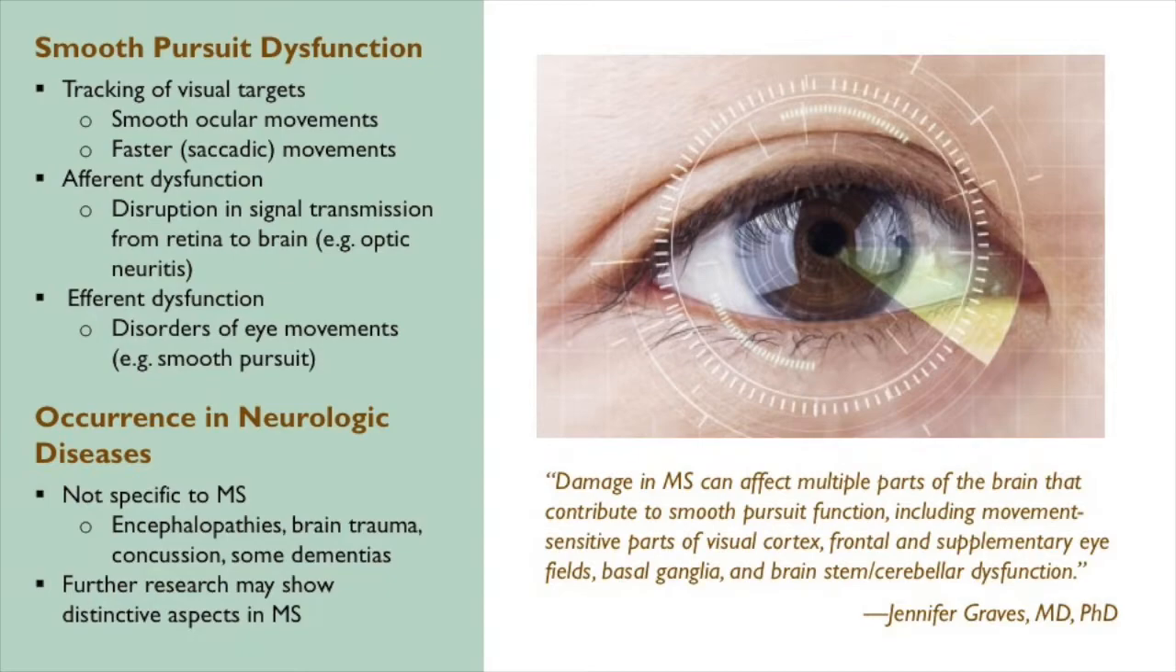Interesting. And does this dysfunction occur in other neurological diseases as well? Yes. So we can see breakdown in smooth pursuit performance in a number of neurologic conditions, including encephalopathies, brain trauma, concussion, some dementias. So it's not specific to MS, but we hope by studying the specific features and quantifying what happens in MS patients, we will find some distinctive aspects of this breakdown in multiple sclerosis.